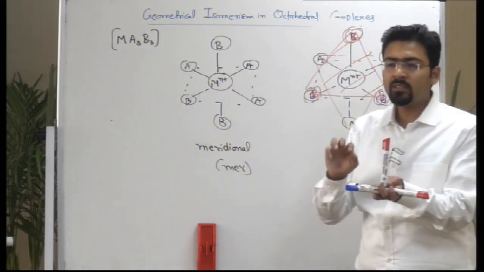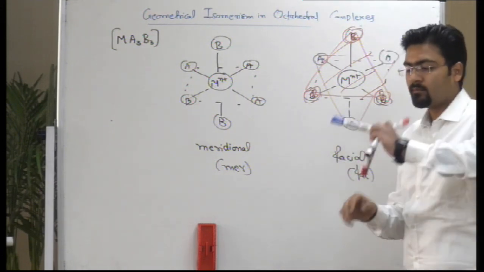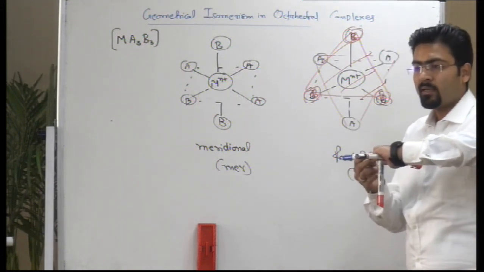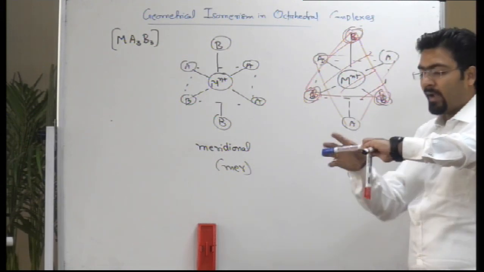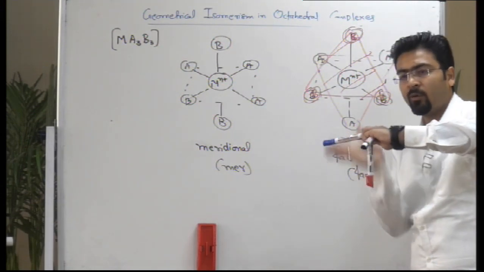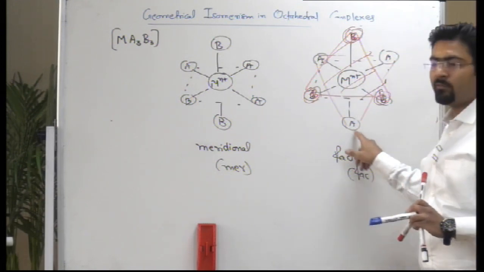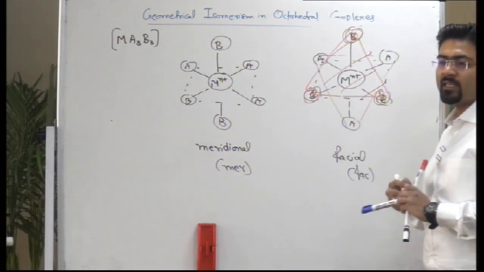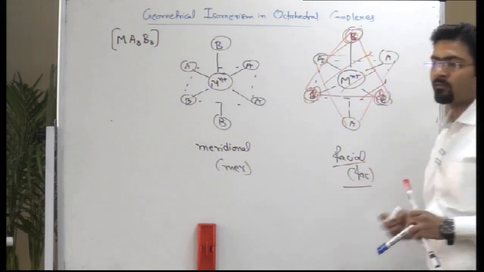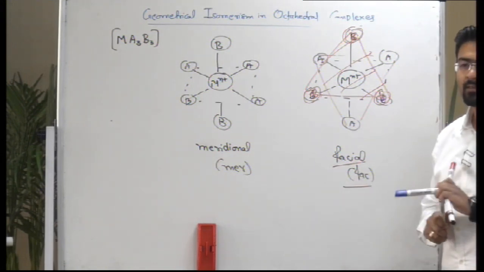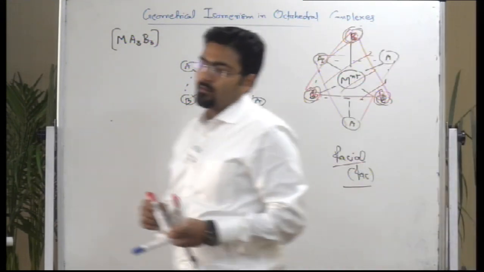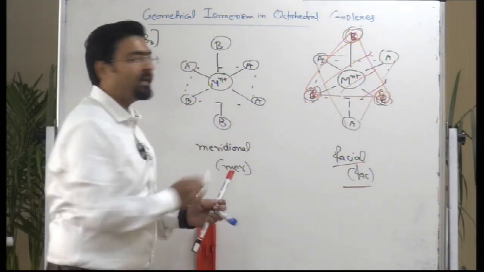Right? What about the other 3 A? This is the case. The 2 A are present at the back and 1 A at the bottom. So these are joining and forming one triangular face, which is this one. So all 3 A are present on one face, all 3 B are present on one face. That's why it's called facial isomer or FAC isomer. Right?